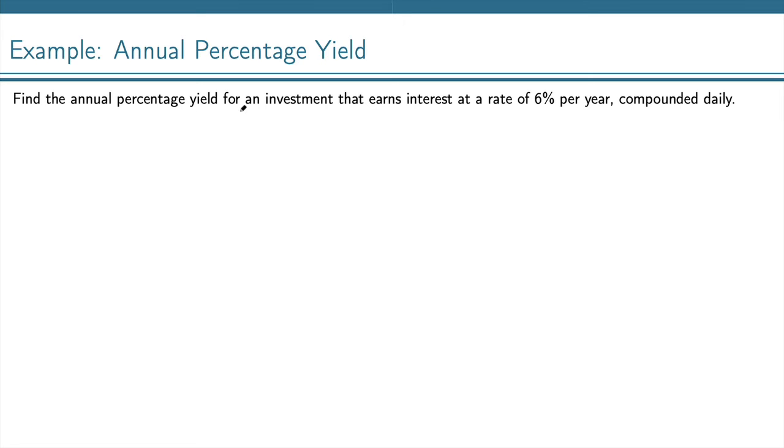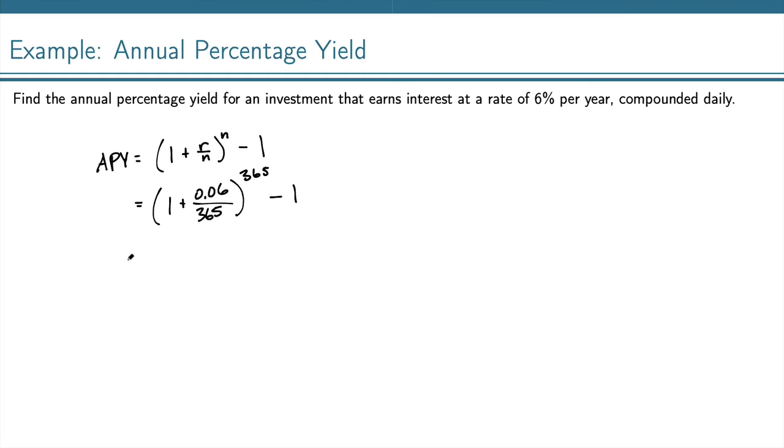Find the annual percentage yield for an investment that earns interest at a rate of 6% per year, compounded daily. So our annual percentage yield is (1 + r/n)^n - 1. So r is our annual rate, which is the 6%, so 0.06. And then divide this by n, which is the number of times compounded per year. And so for compounding daily, that is 365 times per year. And then again, we raise that to the n, so to the 365, and then we subtract 1.